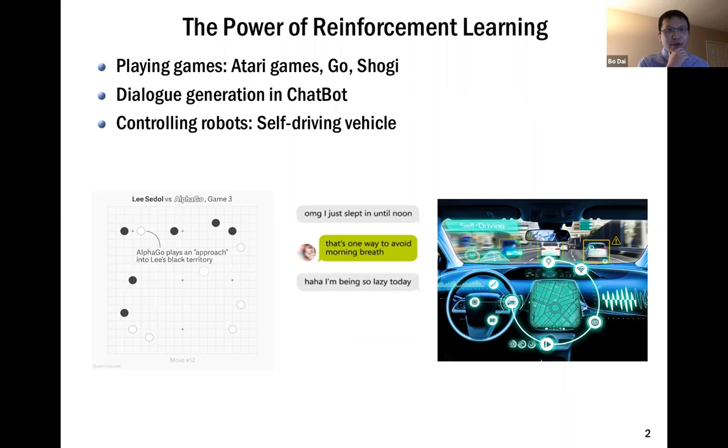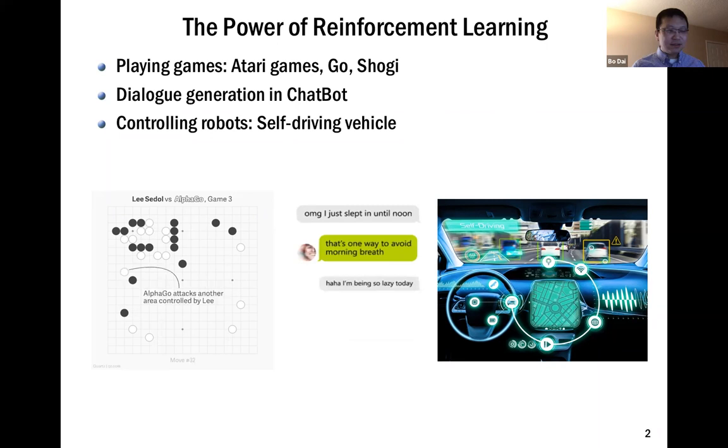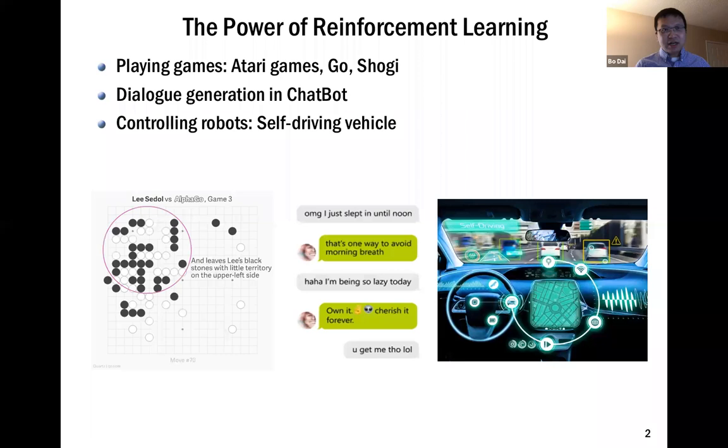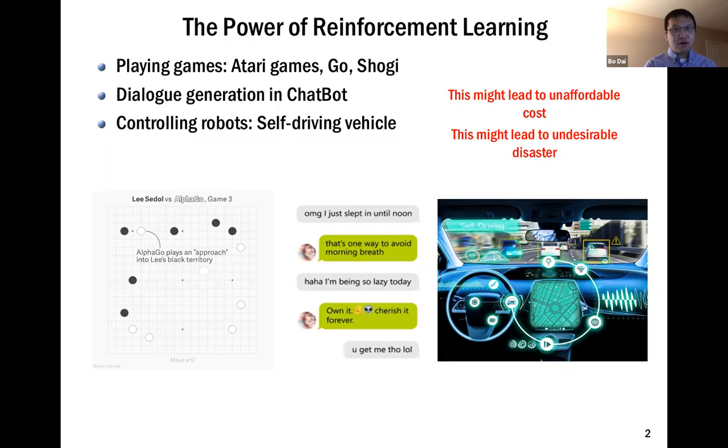But actually, we can only claim success in playing games because we have very good simulators in games. And also, if you take a very bad move in the games, you don't cause any serious disaster. But this is not the case for dialogue evaluation, dialogue generation and the self-driving vehicle, because these two applications may lead to some unaffordable cost or some unexpected disaster.